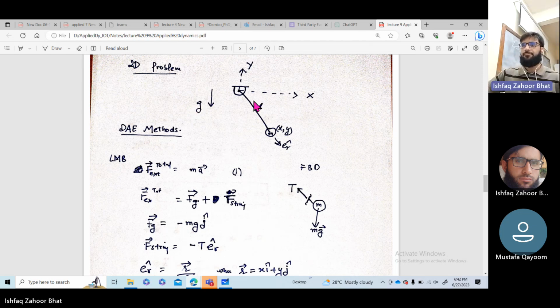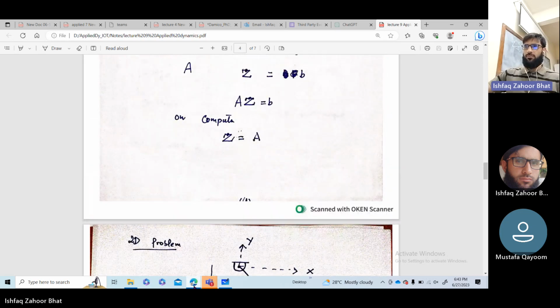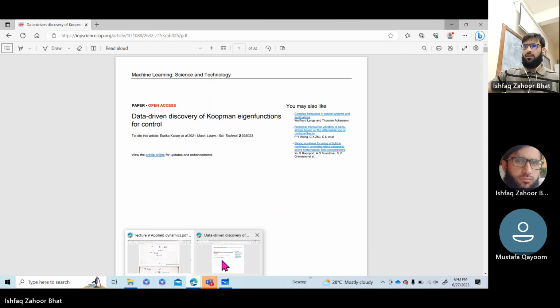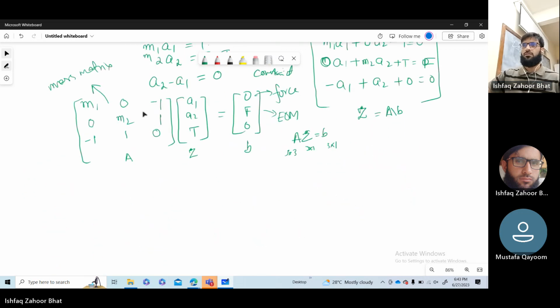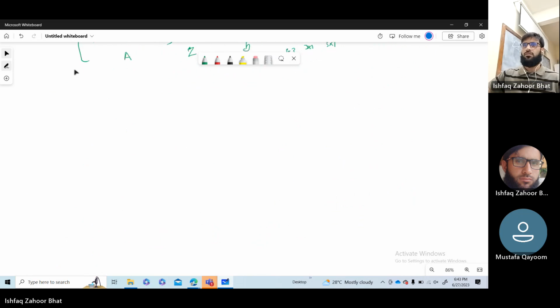So this is a pendulum problem. Just one thing before we jump to this new problem, let me pose a question.